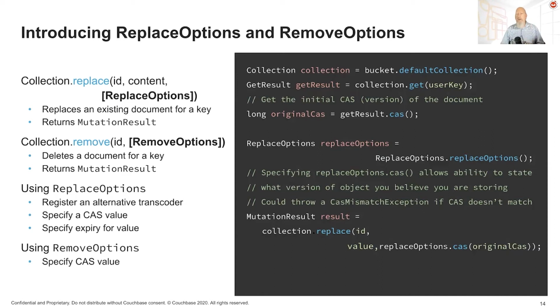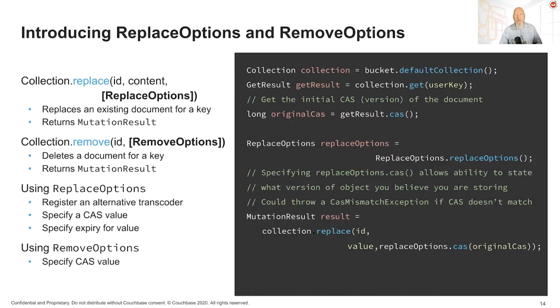One thing to note is if you're interested in optimistic locking, the upsert does not allow you to provide a CAS value. So if you're interested in optimistic locking, you should not use the upsert. You should use the replace instead. So replace and remove basically are the ones that you want to pay attention to when you're specifying the CAS, because those are the two where you could potentially have a collision of an object.